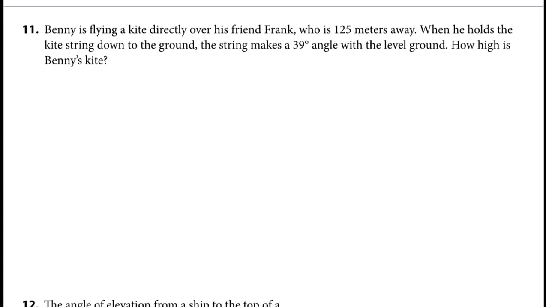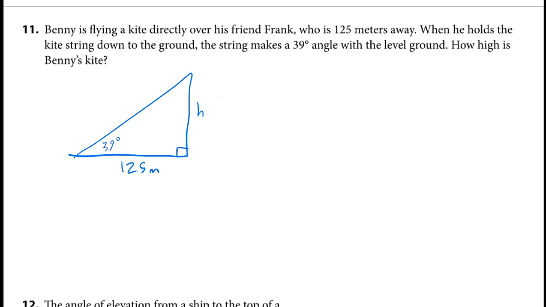Okay, so the next one. Benny is flying a kite directly over his friend Frank, who's 125 meters away. So here's 125 meters. That's always a height. When he holds the kite string down to the ground, the string makes a 39-degree angle. How high is the kite?